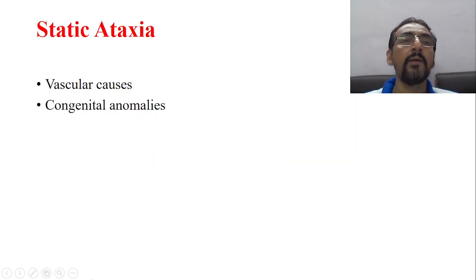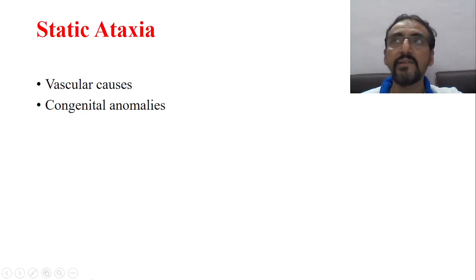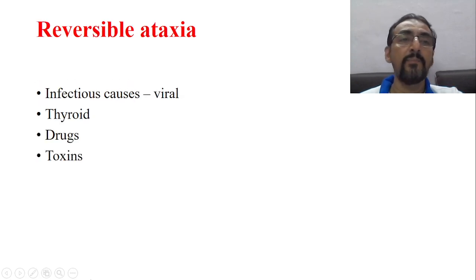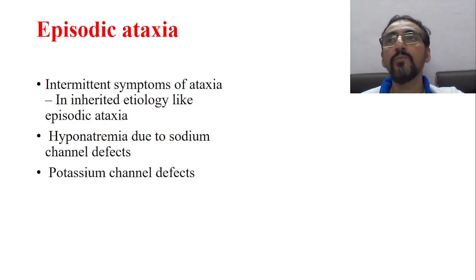Another type of ataxia is called static ataxia. Static ataxia means it is because of vascular causes or some congenital anomalies. Reversible ataxia: some of the time this is infections. Some infections cause ataxia, but once the infection is over and the repair has taken place, the ataxia disappears. Even in hypothyroidism, after starting the drug for it, it will be okay. Drugs and toxins, etc. Once you withdraw the drugs and toxins, the ataxia will be okay. That is called reversible ataxia.